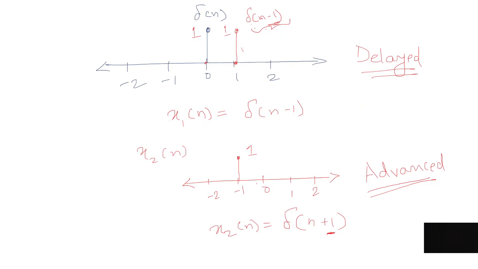If I want to delay it, what I will do is del of n minus 1. If I want to advance it, I will write del of n plus 1. So it will be advanced. Okay. So if I want a signal something like this, where this is n equal to minus 2, this is minus 1, 0, and so on, I will write this as n plus 2, exactly right, n plus 2. So this is in discrete time.